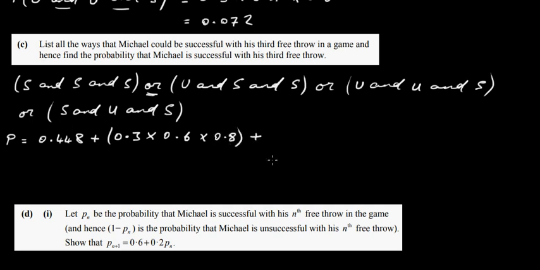Okay, "or" means we add again. We want unsuccessful, unsuccessful and successful. We did that up here in part B and we found that to be 0.072. And then finally we've got to work out the last one here.